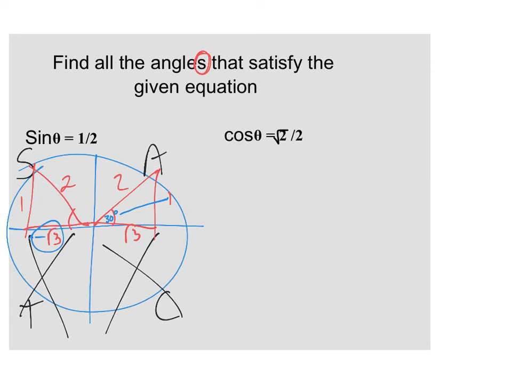In the second answer, it's a whole bunch of 30s. It's 150. So 30 and 150, which are really five sets of 30. And 30s are really pi over 6. And so this would be 5 pi over 6, because it's 5 sets of 30. So 5 pi over 6.